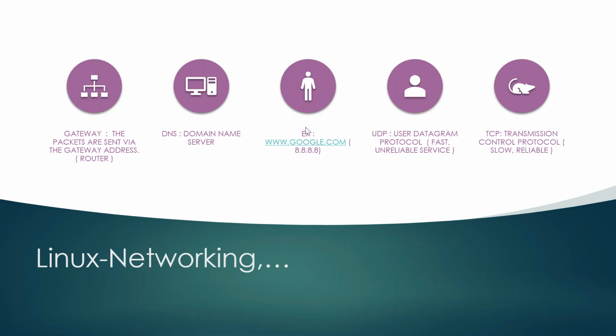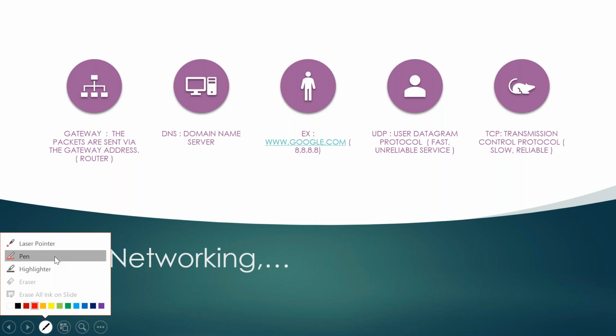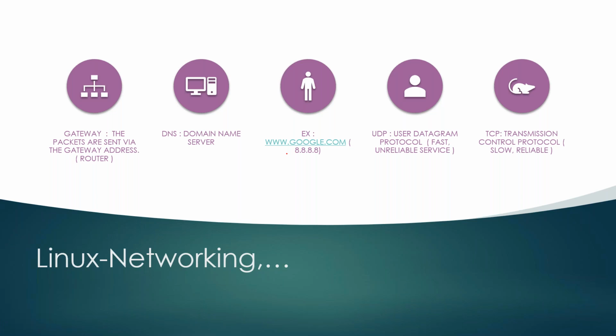So let's take an example: when you type in google.com, you are typing the URL and the name of the website. Internally, it goes to the nearest domain name server and resolves the IP address of the server. Okay, so let's take this IP address. When you type in this, it goes to the nearest domain name server and resolves the IP address as 8.8.8.8, something like this.